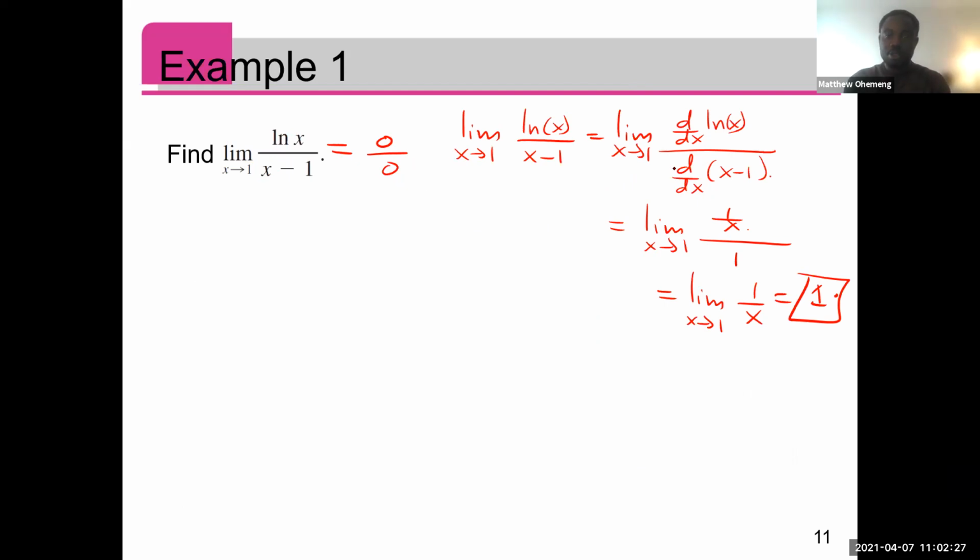By the L'Hopital's rule, I just differentiate the numerator divided by differentiate the denominator, right? So d over dx of ln of x, we maintain the same limit, and then d over dx of x minus 1. Now the derivative of ln of x is 1 over x, and then the derivative of x minus 1, that will be the difference rule. So when you differentiate x, you get 1. When you differentiate 1, you get 0.